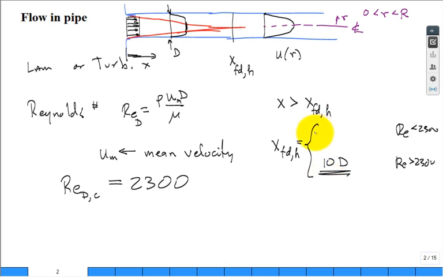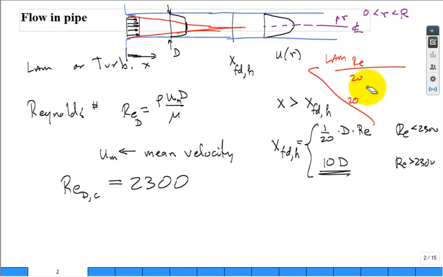Now, if it's laminar, the equation is a little more tricky. It's 1/20th of a diameter multiplied by the Reynolds number. And so you can explore this equation for laminar only, and you can say, well, what happens if the Reynolds number is 20, 200, or 2,000? How many diameters do I need to go down to become fully developed hydrodynamic?